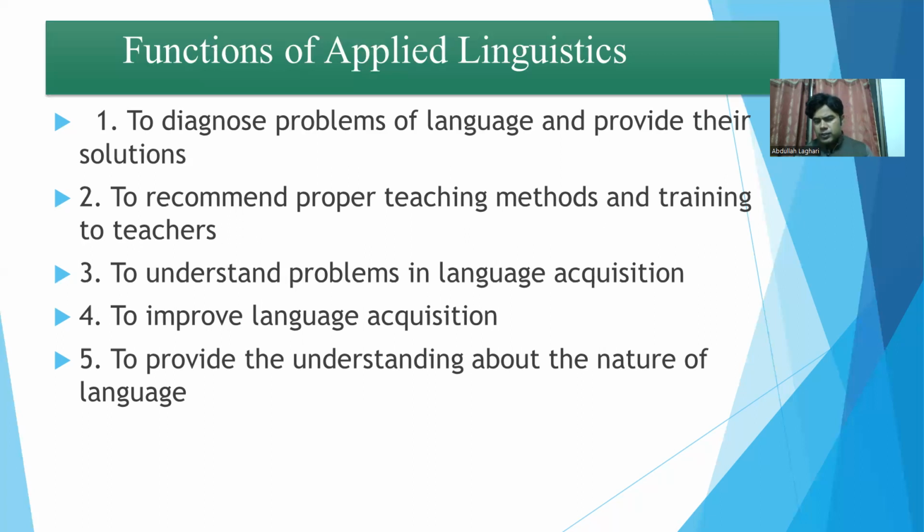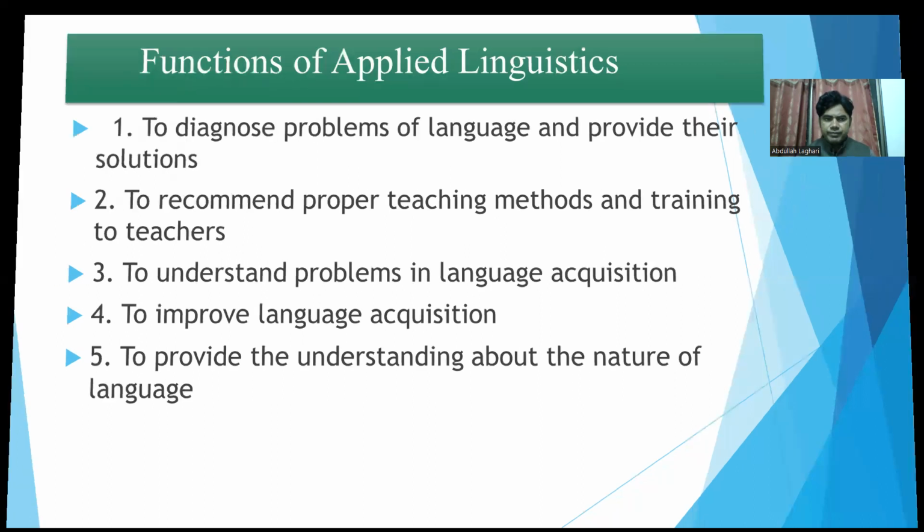Number three, to improve language acquisition. For example, when you talk about second language learning and when you talk about first language learning, certainly for the first language, it is acquisition. And when it comes to the second language, it is learning. Again, a linguist can devise ways and methods to improve language acquisition. And the last is to provide understanding about the nature of language, how language can be learned, what methods need to be introduced or adopted in order to learn language in an effective manner.